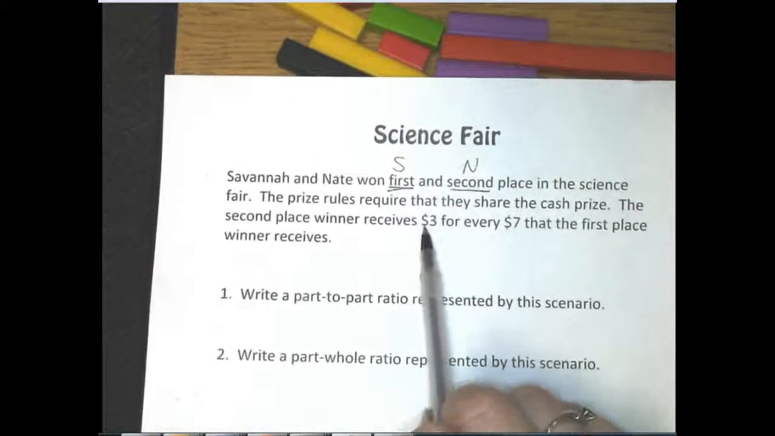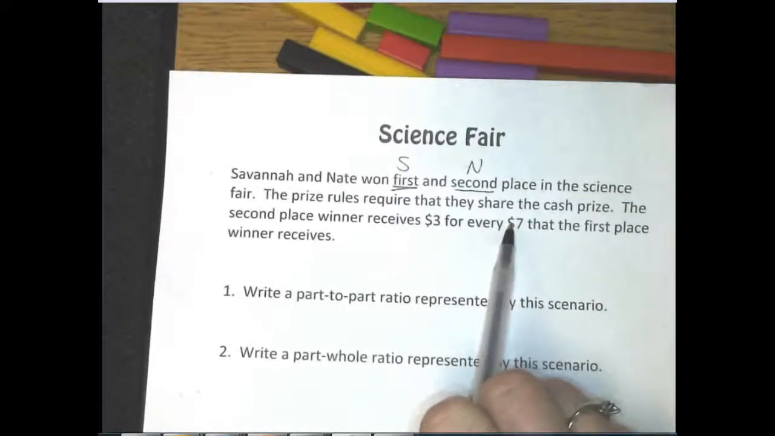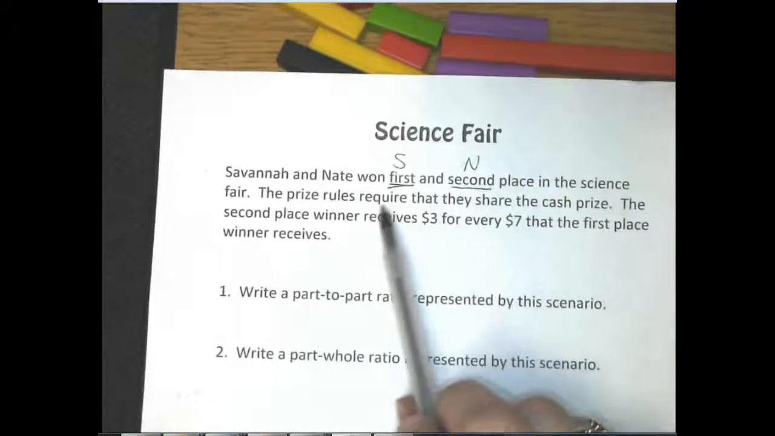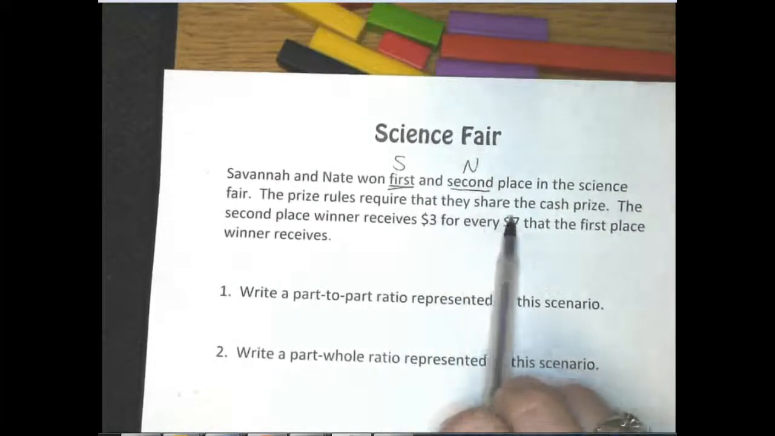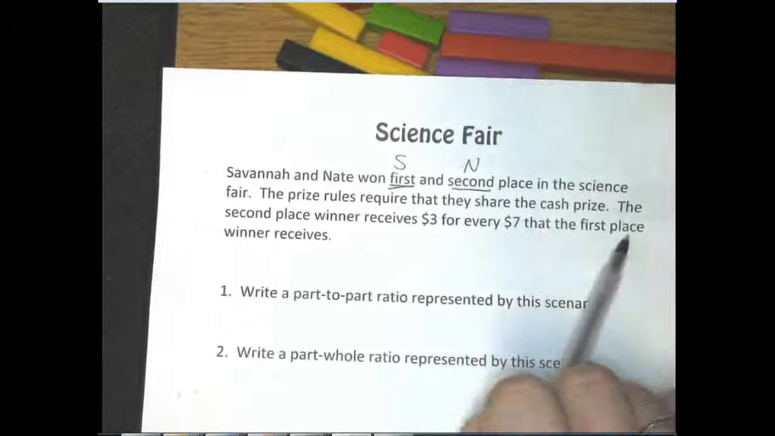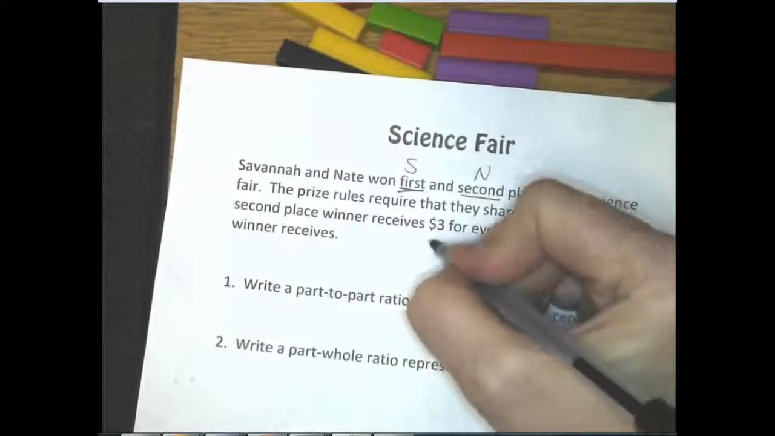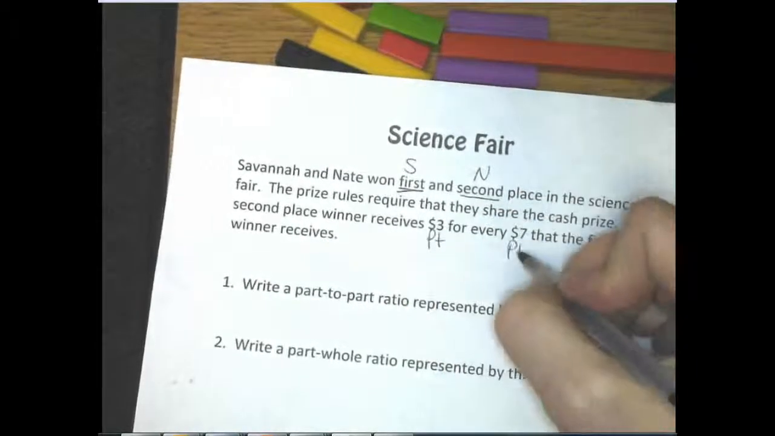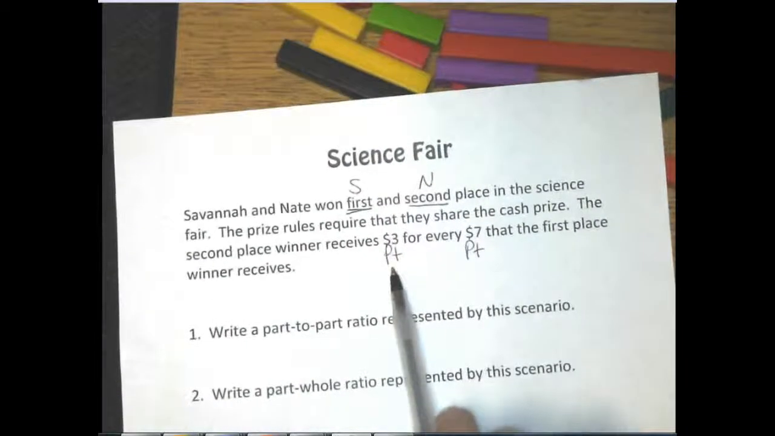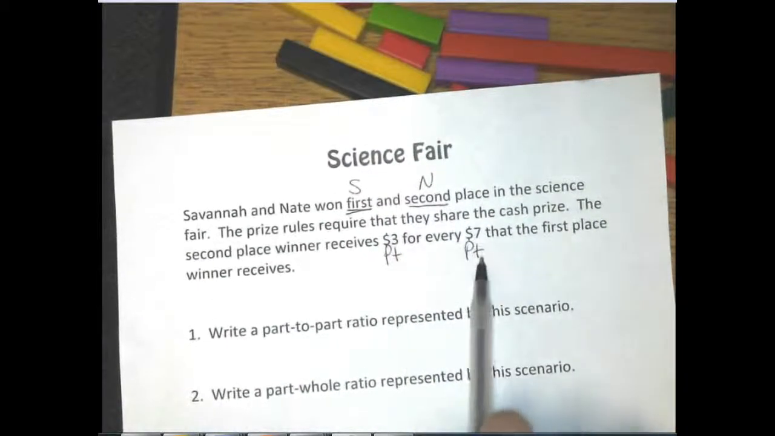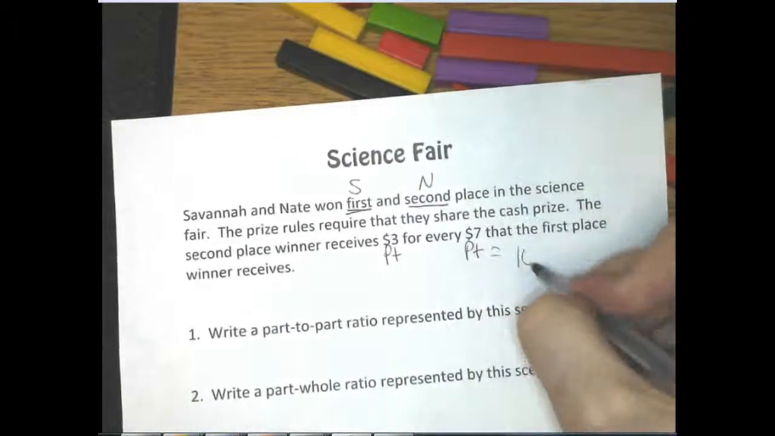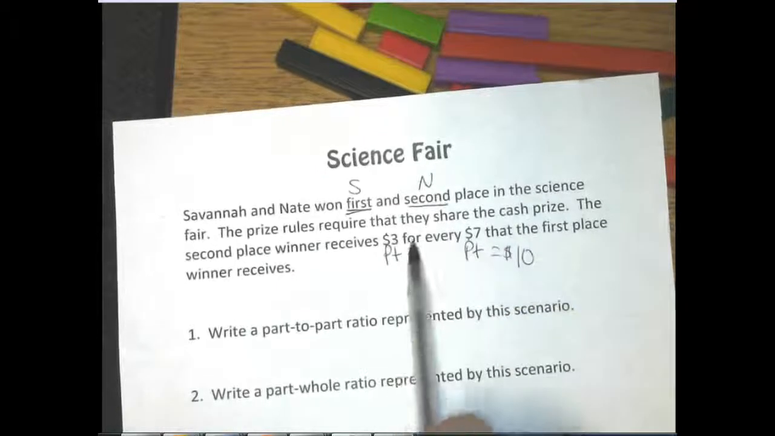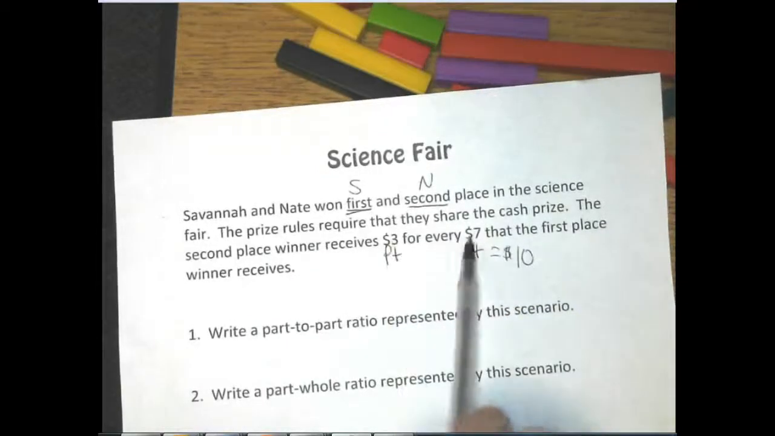So we have to decide, the $3 is obviously part, right? But we have to decide, is that $7 my other part, or is that my total? So receives $3 for every $7 that the first place winner receives. Hopefully you're saying that this is part and that this is also the other part. So this is the second place, this is the first place, and so together, out of every $10, the second place is sharing 3, and the first place is sharing 7, okay?